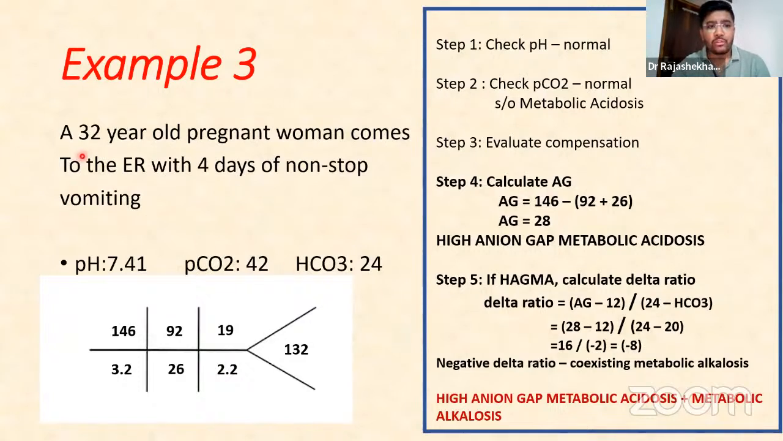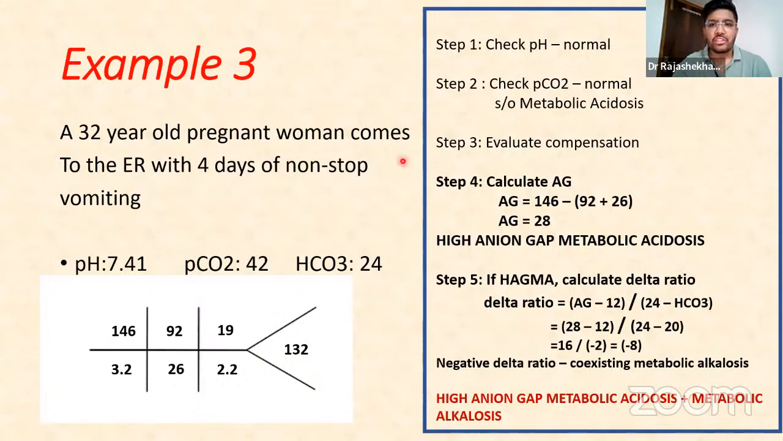We have a 32-year-old pregnant woman who comes to the ER with 4 days of non-stop vomiting. The pH is 7.41, PCO2 is 42, bicarbonate is 24. The sodium is 146, potassium is 3.2, chloride is 92, the bicarbonate is 26. Although the range is similar, this can be considered appropriate. The creatinine is 2.2, the BUN is 19, and the RBS is 132.